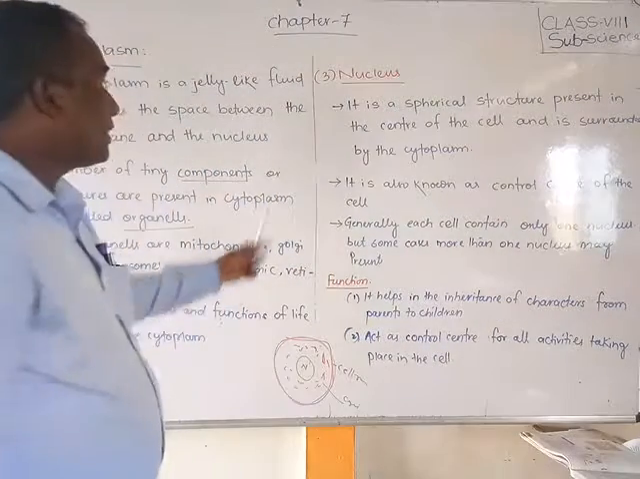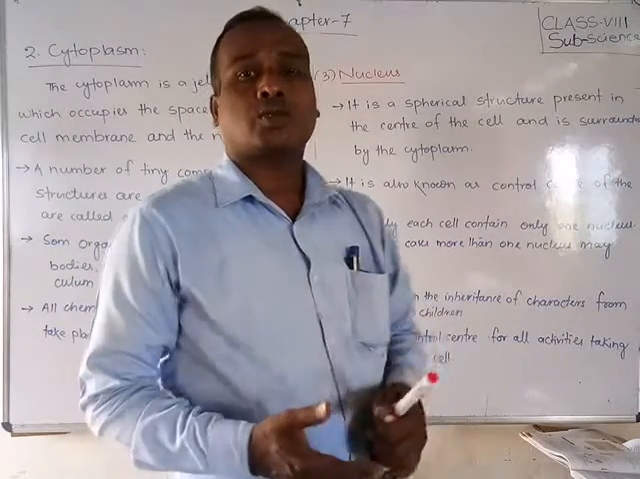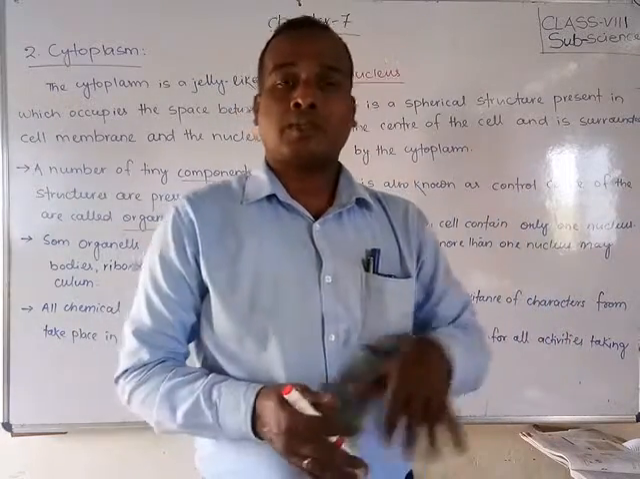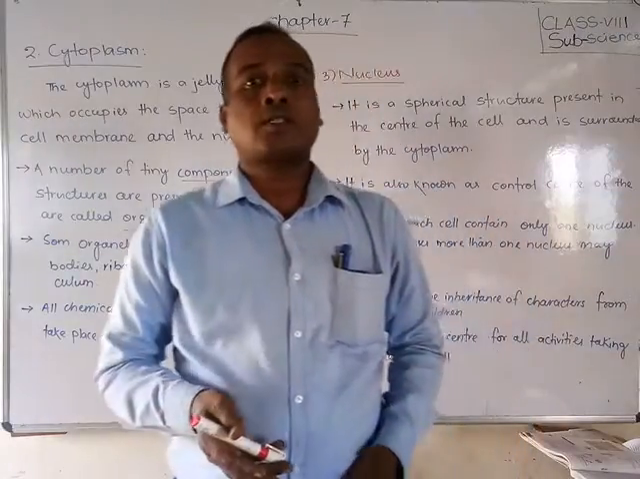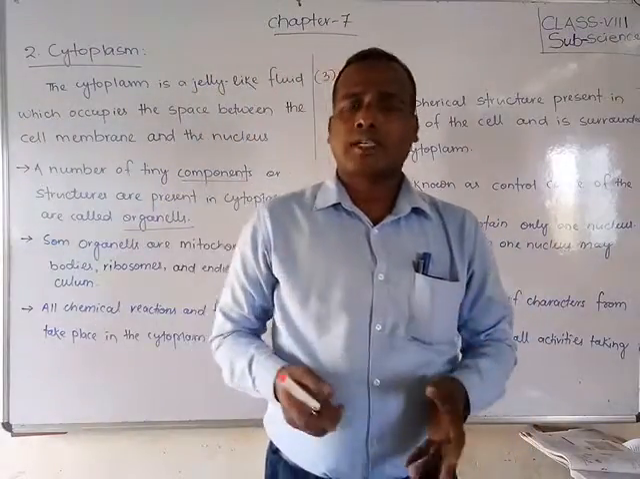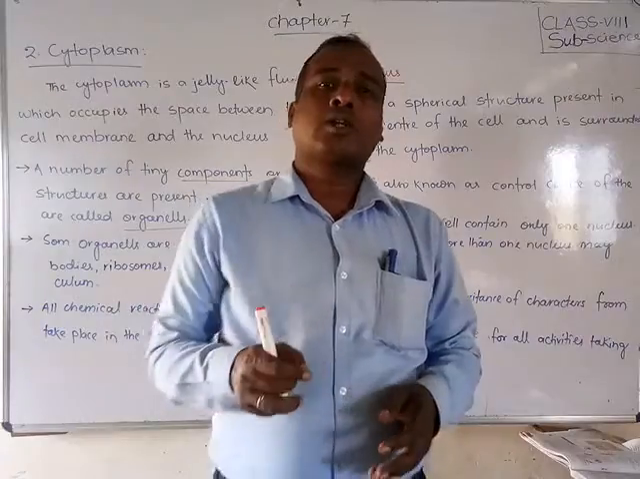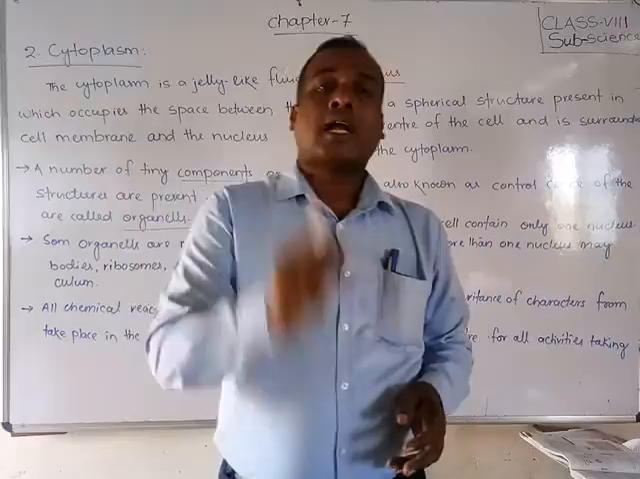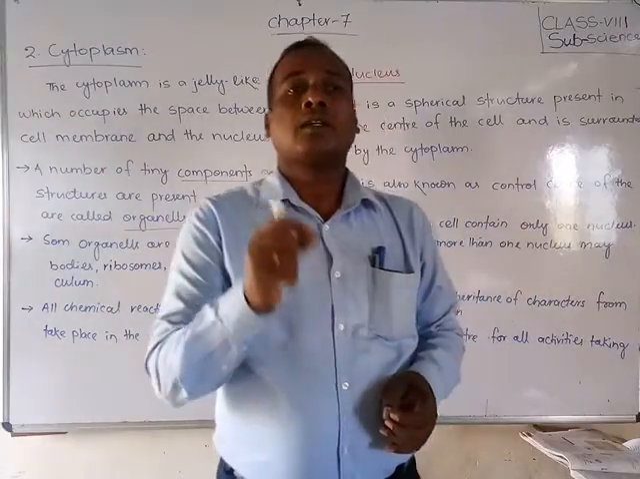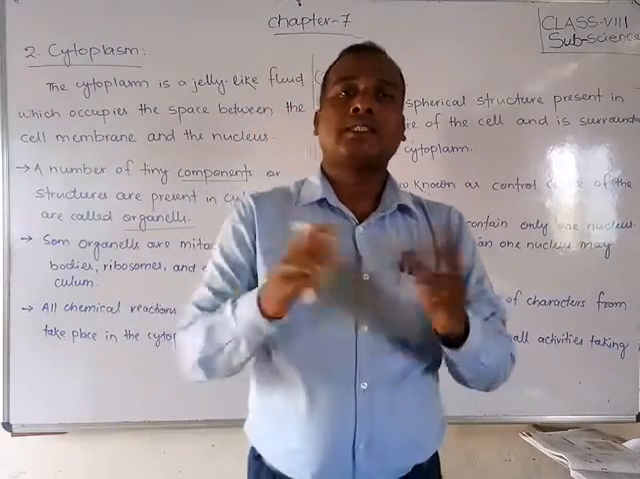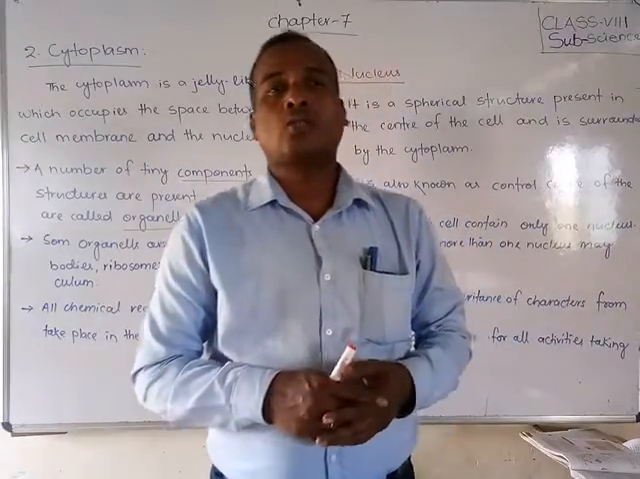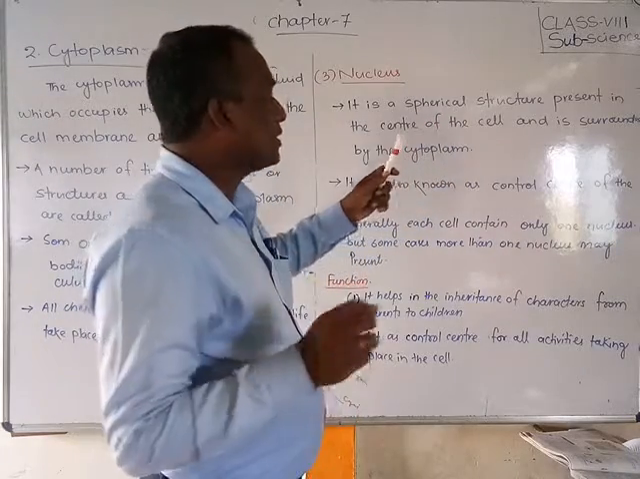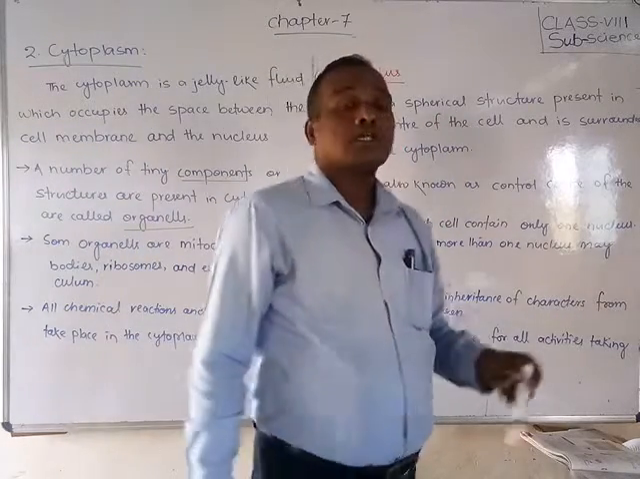What is the nucleus, students? It is a spherical structure. It is just like the nucleus in an atom. In physical science you have studied the elements and the atomic structure. Like an atom, a cell also contains a center part that controls the cell. That part at the center of the cell is called the nucleus, a round shaped, spherical structure.